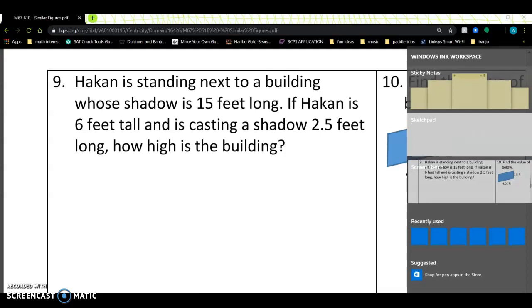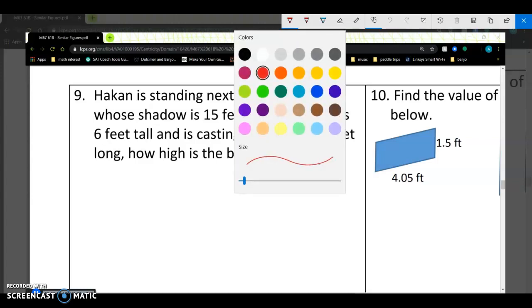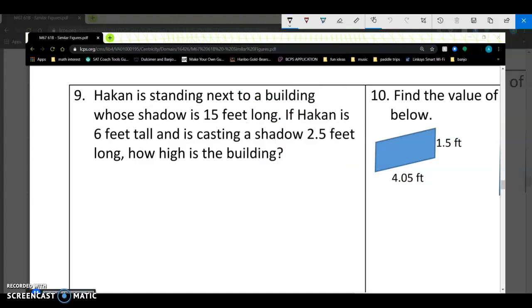Now, I'm going to use my fancy tool here, and we are going to try and sketch this out. All I'm going to do is sketch this scenario, and I apologize if this isn't my best work drawing-wise. So we have our lovely friend Haken here. Let's draw him down here, and we know he's 6 feet tall. And we know he casts a shadow. Here's a shadow.